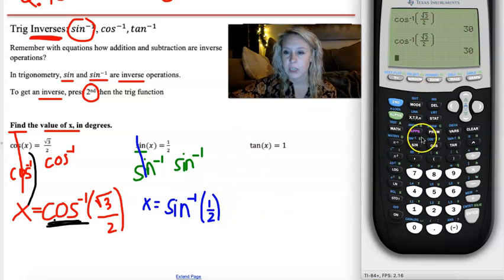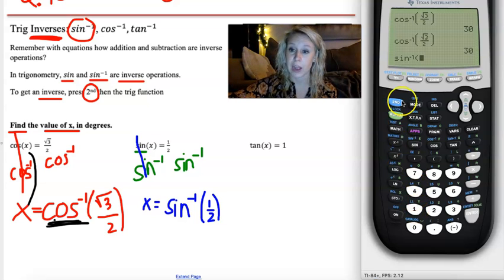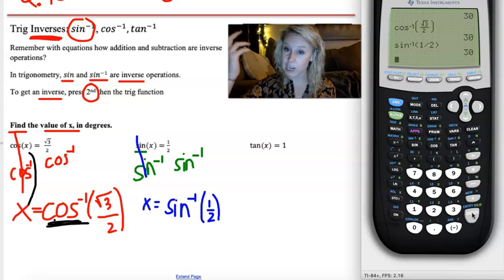So for -1, it's in blue above it, so second sine, and then 1/2. So you can do a fraction, or you can say 1 divided by 2. Okay, that's the answer. So 30.